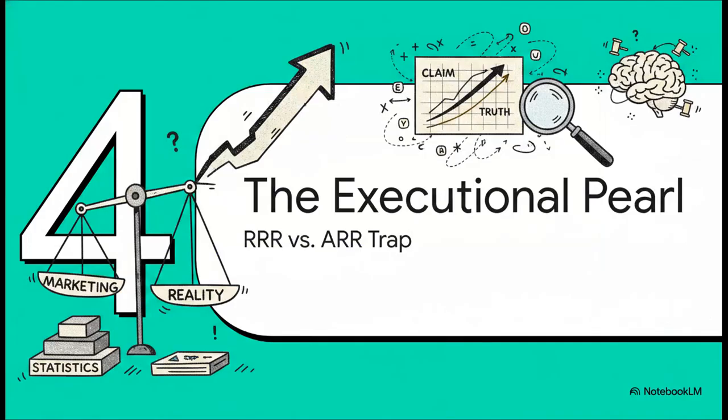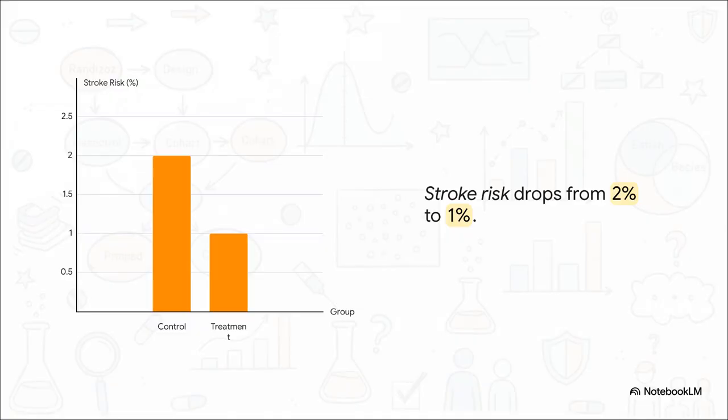Finally, Section 4, our executional pearl, the relative risk reduction versus absolute risk reduction trap. We really have to examine this ultimate execution gap, because this is where pharmaceutical marketing often clashes hard with absolute statistical reality. Imagine a highly touted new drug that drops the risk of a stroke from 2% in the control group down to 1% in the treatment group. The intervention clearly works, right? But the way we talk about that tiny gap changes absolutely everything.